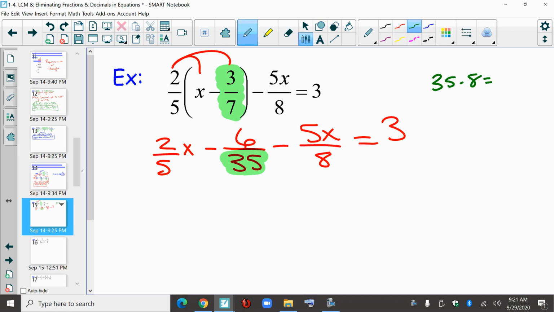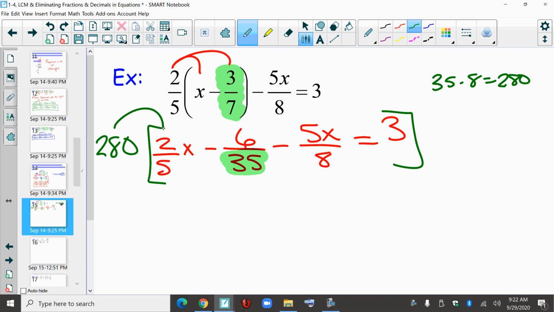times 8 is 280, sorry. And we know that 35 is divisible by 5, and we know that the 280 is divisible by 8. So that's the number we're going to use. It may be the smallest, or it may not be. The point is to not spend a lot of time on this, right?